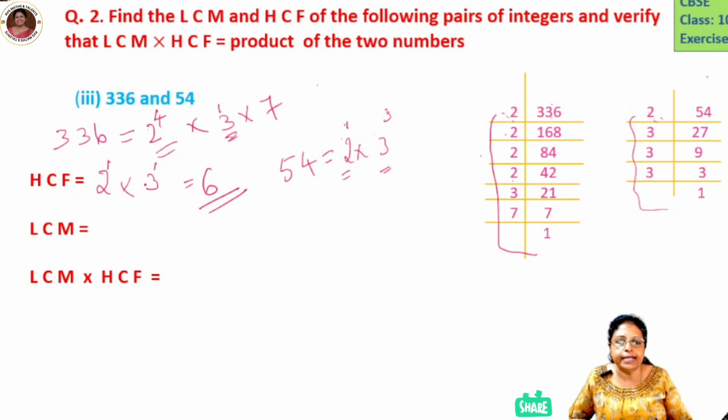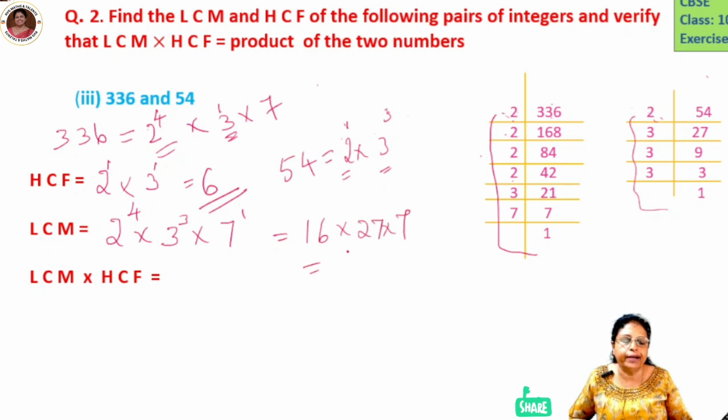Then what is LCM? For LCM, you have to list out all the prime factors: 2, 3, 7. Then the highest powers: 2 raised to 4, 3 cube, then 7. So 2 raised to 4 is 16 times 3 cube is 27 times 7. If you find the product of this, you will get 3024.